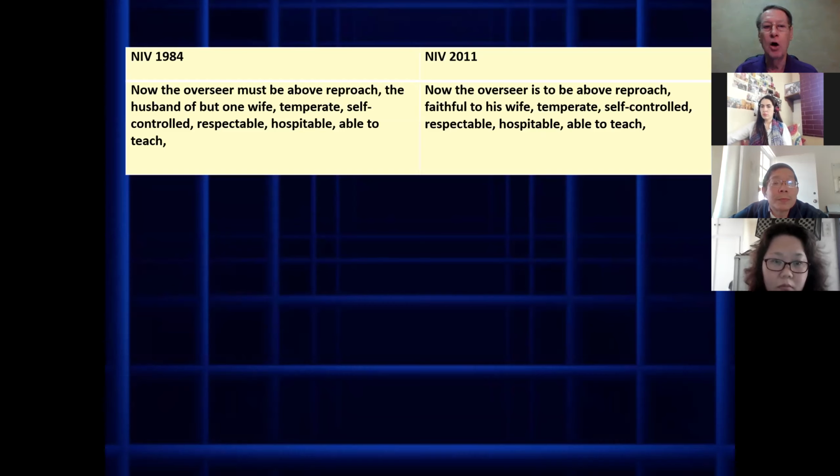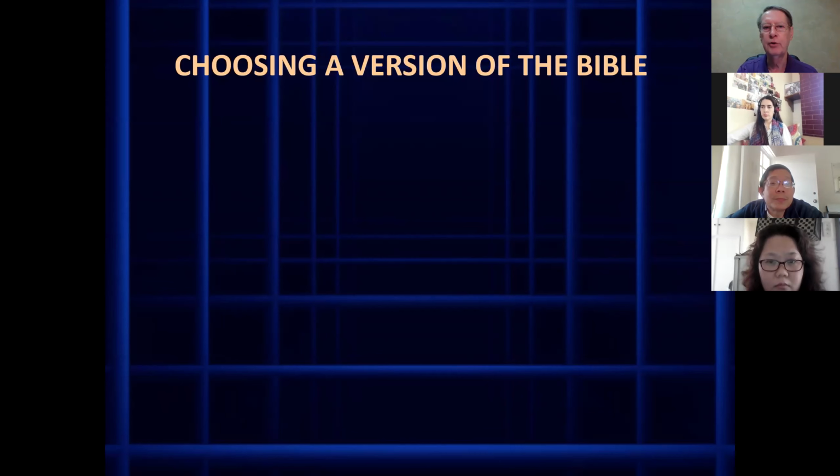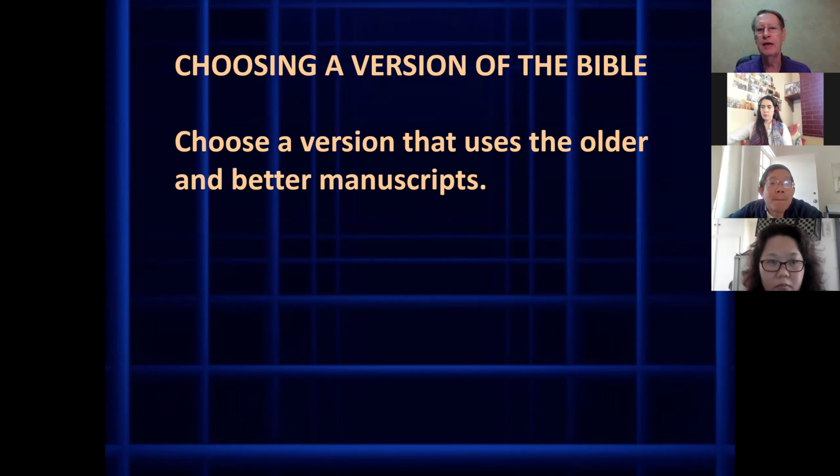One is that all the qualifications, except for able to teach, are character qualities. They do not have to do with a person's history. They are what kind of person this person is. And we could go into the grammar as well, which we won't take the time to do now. But those are some differences in the two versions of the NIV. Let's look at choosing a version of the Bible. Choose a version that uses the older and better manuscripts. That would be most of the modern versions.